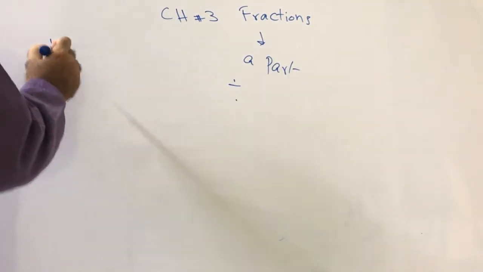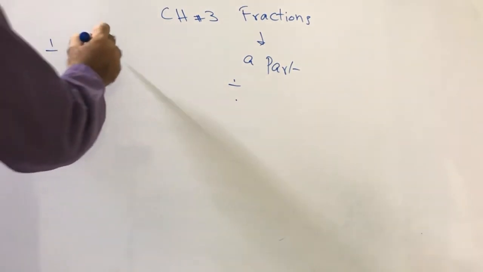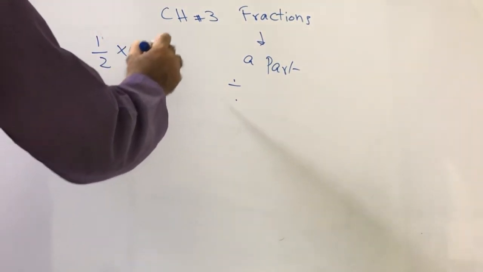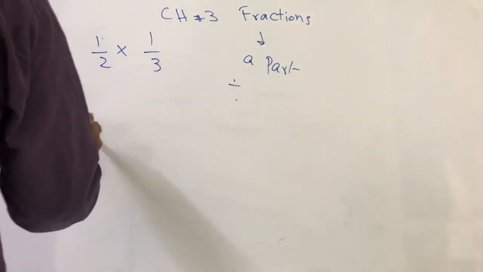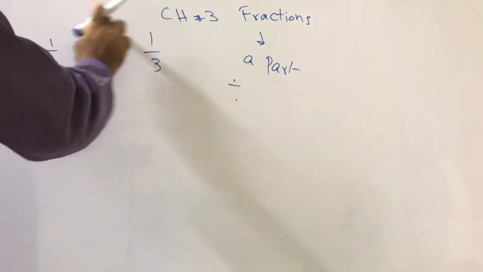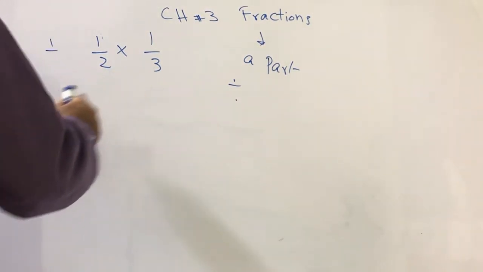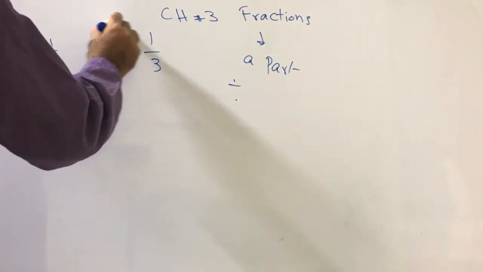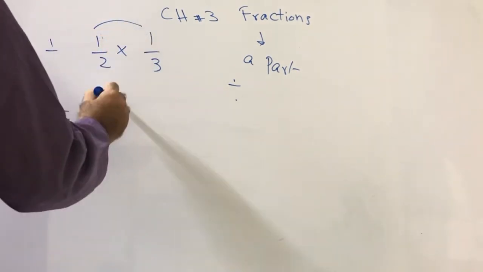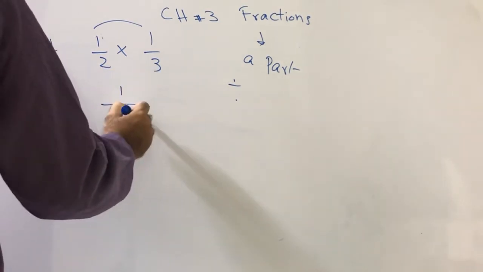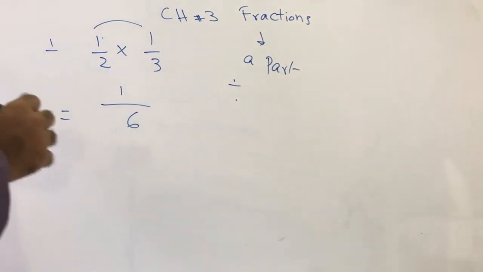Number 1, find the value of 1 over 2. This is 1 divided by 2. 1 over 2 is 1 divided by 2 multiplied by 1 divided by 3. Okay, when we solve this, these upper numbers are called numerators and these are called denominators. So we need to multiply numerator with numerator. 1 multiplied by 1 is 1 and denominator multiplied by denominator. 2 multiplied by 3 is 6.